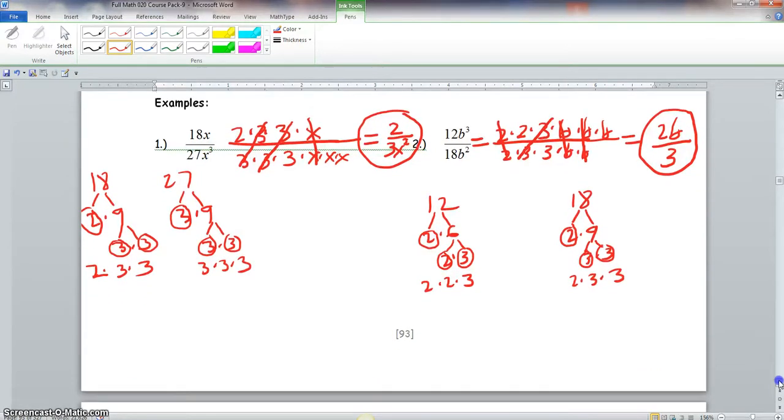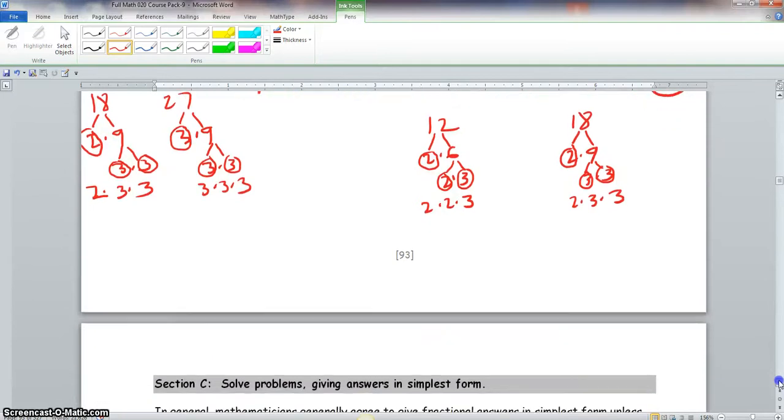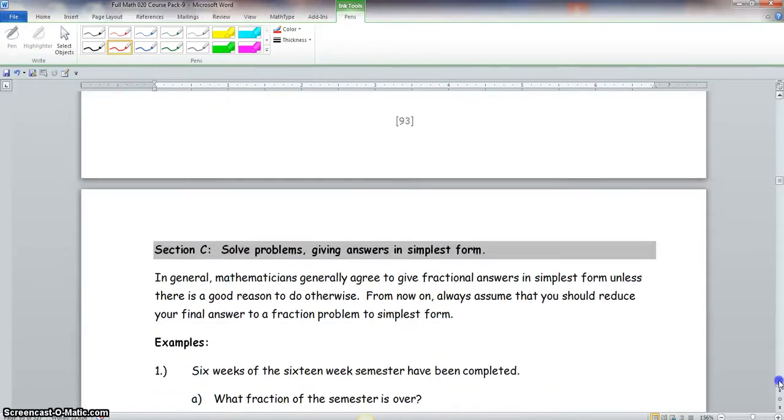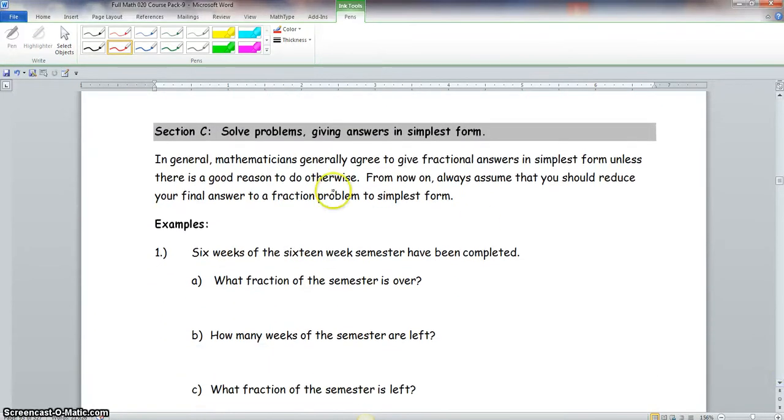Now, we scroll down here to section C. It says solve problems giving answers in simplest form. In general, mathematicians generally agree to give fractional answers in simplest form unless there is a good reason to do otherwise. From now on, always assume that you should reduce your final answer to a fraction problem to simplest form.